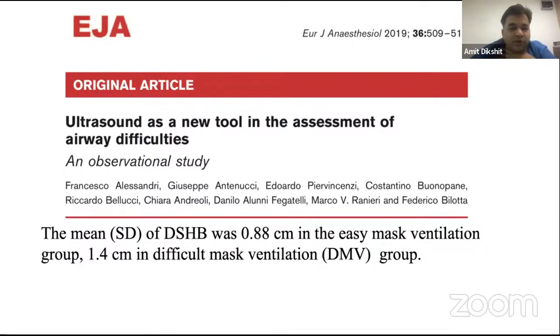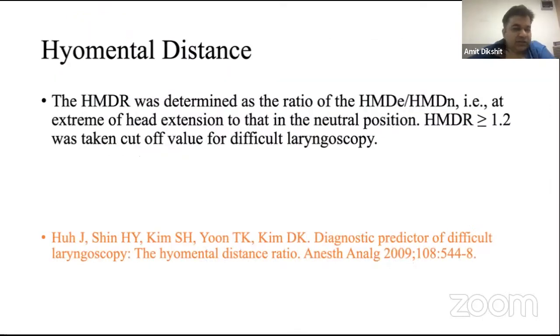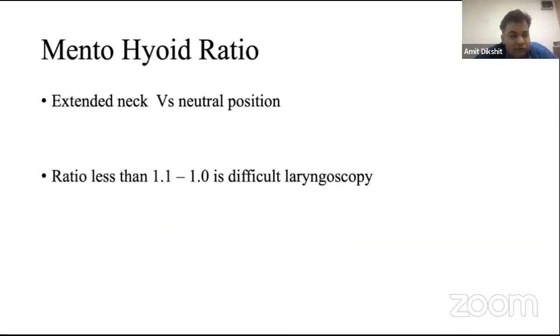Any value more than 1.4 is difficult mask ventilation also. This hyomental distance ratio, we do with neutral position and extended neck position. So any hyomental distance ratio, extension divided by neutral position, the ratio should not be near 1. It should be more than 1.